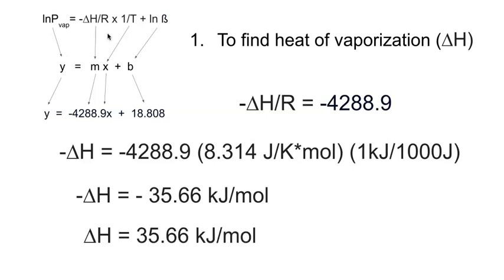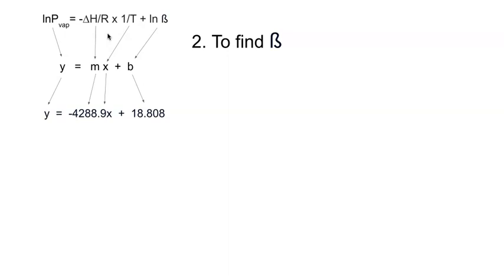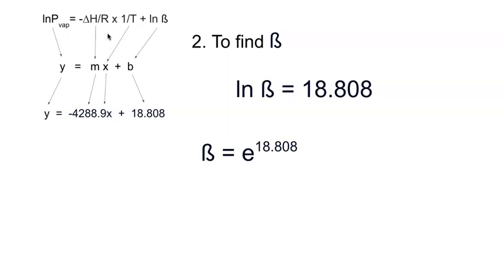Next, we're just going to multiply both sides by negative 1 and get our delta H value as 35.66 kilojoules per mole. All right, on to the next value, we're going to find beta. Similar to how we just solved for delta H, our b value in the slope-intercept equation is ln of beta, and we can go ahead and set that equal to the b value from the original equation, which is 18.808. And then to reverse the natural log, we're just going to get beta by putting e to the 18.808, and that will give us a beta value of 1.473 times 10 to the 8.